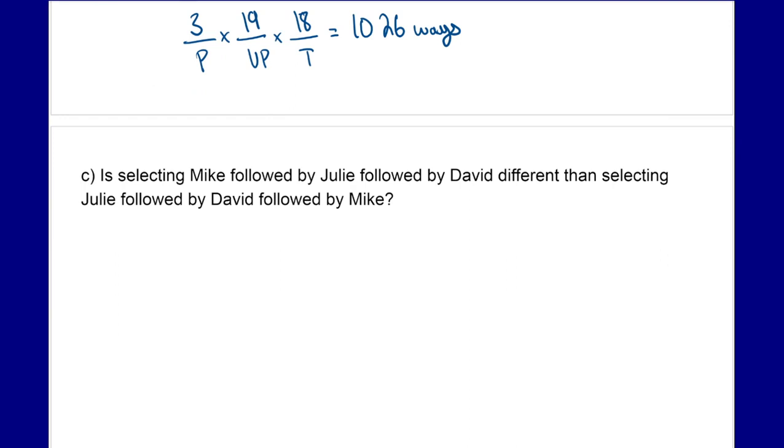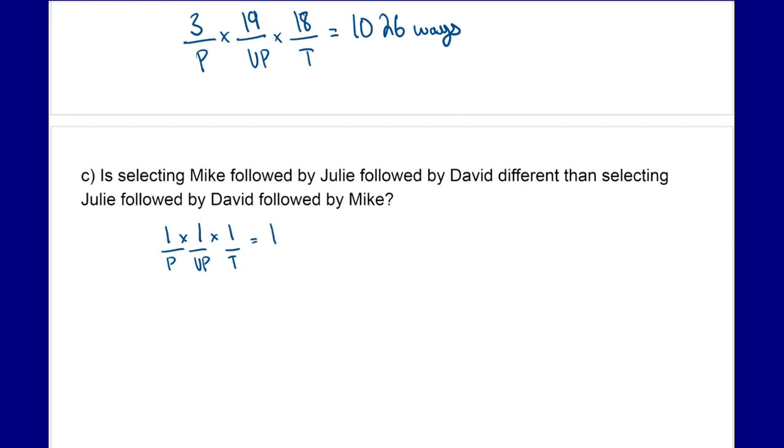Is Mike, followed by Julie, followed by David, different from selecting Julie, followed by David, followed by Mike? So take a second to think of this. Now you might think, well, there's only one way this can happen, which is true. Because there's only one Mike multiplied by one Julie multiplied by one David for president, vice president, treasurer, there's only one way.